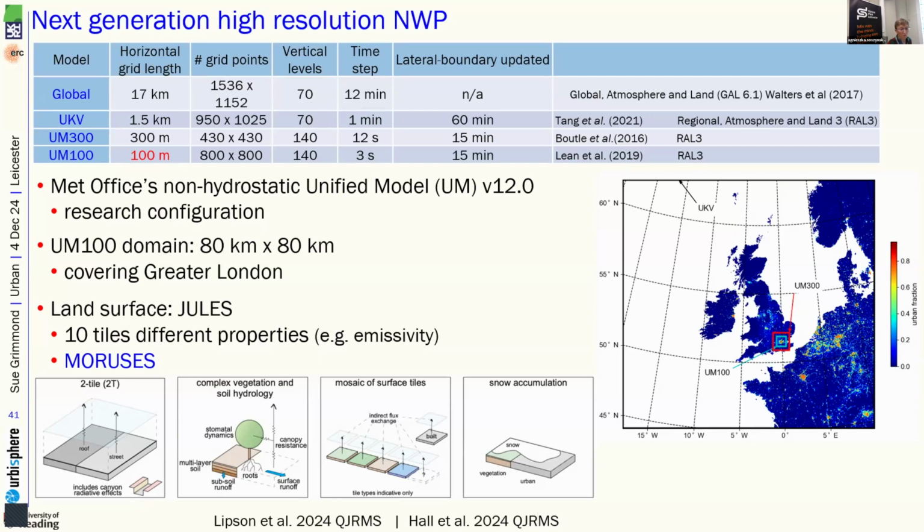The land surface model that's in the Unified Model of the Met Office is 2 tiles. So the city isn't as sophisticated as a canyon. There is a roof and a street that have different properties, and then there's vegetation, etc.